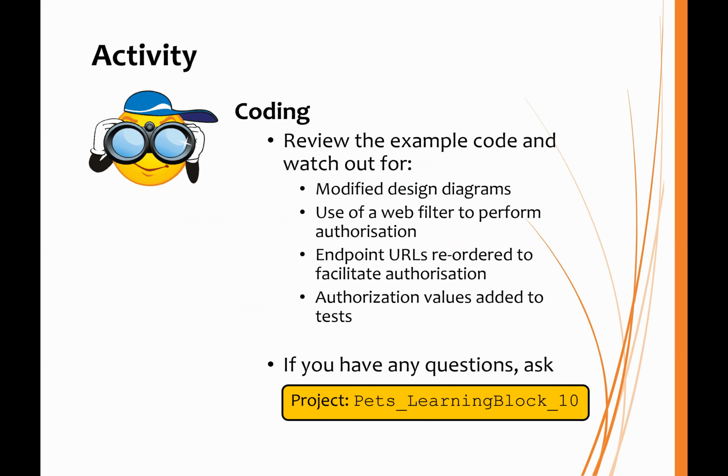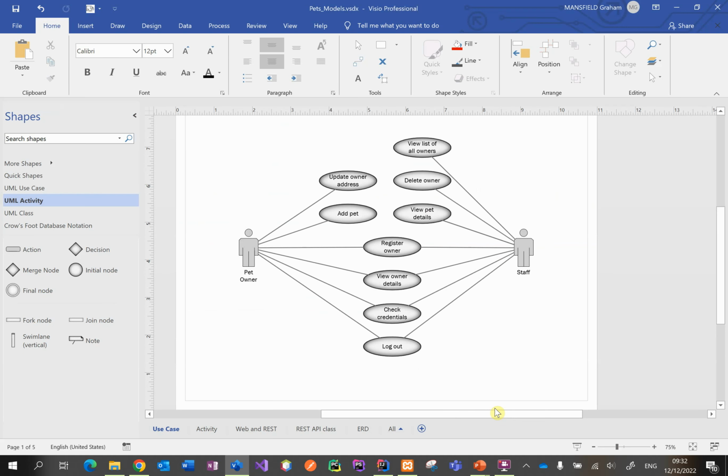I'm using the PETS case study for this, and I've added to it some authentication and authorization code. Before we look at the code itself, let's examine some of the diagrams that tell us a bit more about the application. One of the amendments that I've made is to make some of these use cases available for use by both actors. Others remain available only to one actor or the other.